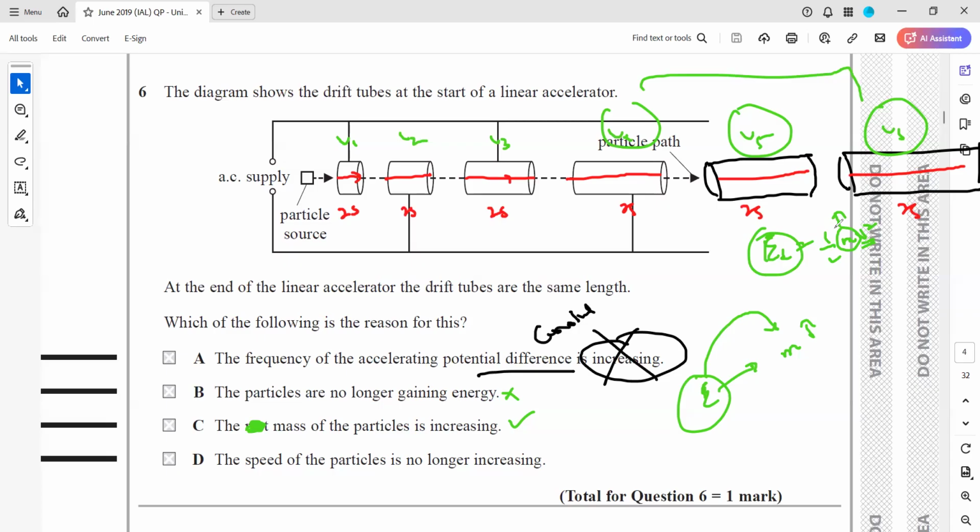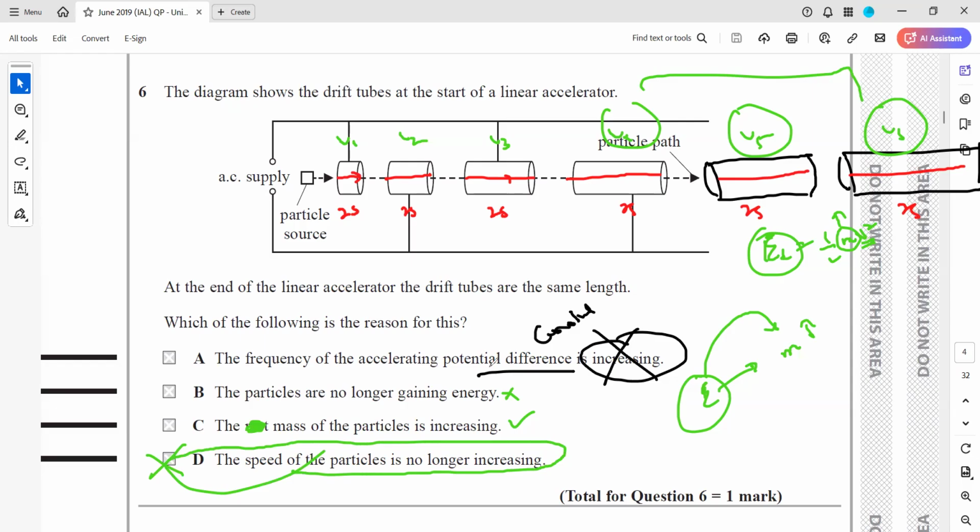So when the tubes have the same length, it means the particle speed is not changing. The speed of the particle is no longer increasing. If the speed of the particle was increasing, then we would have to make these tubes longer so that the particle would take the same time to move through these tubes.